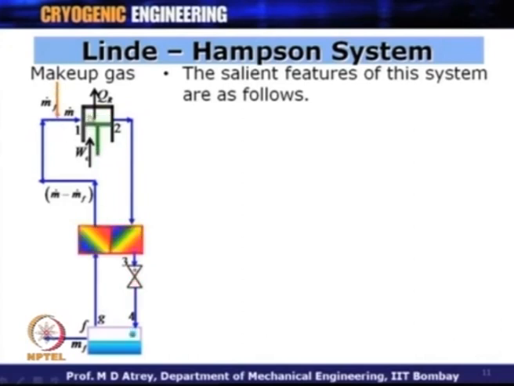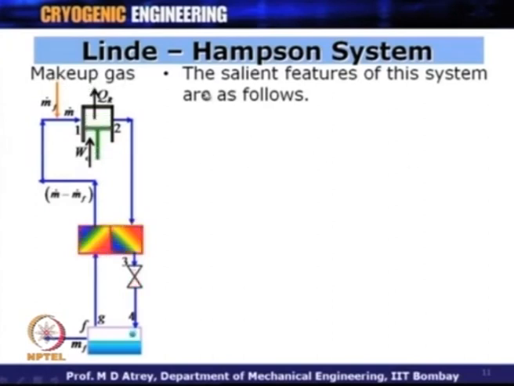So, in a sense, if you see the thermodynamically ideal cycle, to this cycle what we have added is a heat exchanger. In the ideal cycle, all the gas which was getting compressed had got liquefied, while here that is not happening. Only some of the gas is getting liquefied, while the remaining gas, which is m dot minus m dot f, is coming back to the compressor, and m dot f gas is replenished or makeup gas is added here.